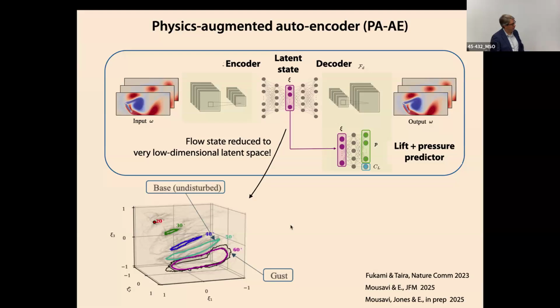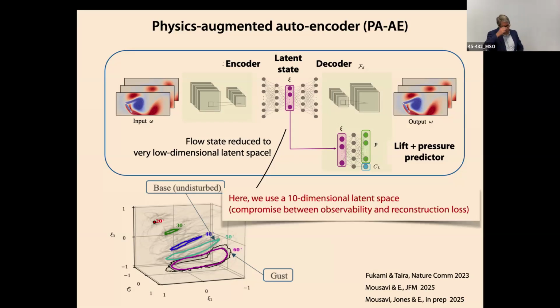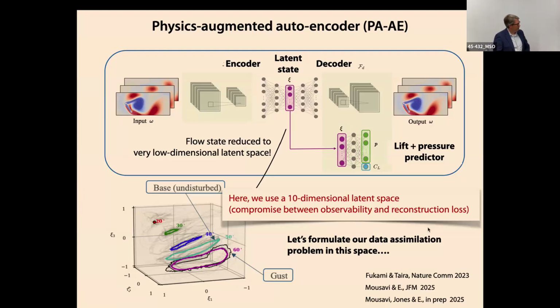We're not going to use a 3-dimensional latent space. Ours is going to be a little bit larger. I think we use a 10-dimensional latent space. The reason is because it makes it a bit more observable. We're trying to make it more observable, but the reconstruction loss is also improved a little by having a bigger dimension. So there's a bit of a balancing act there, and it was a little bit of trial and error that we found that out. Okay, so we're going to do all our assimilation in there.